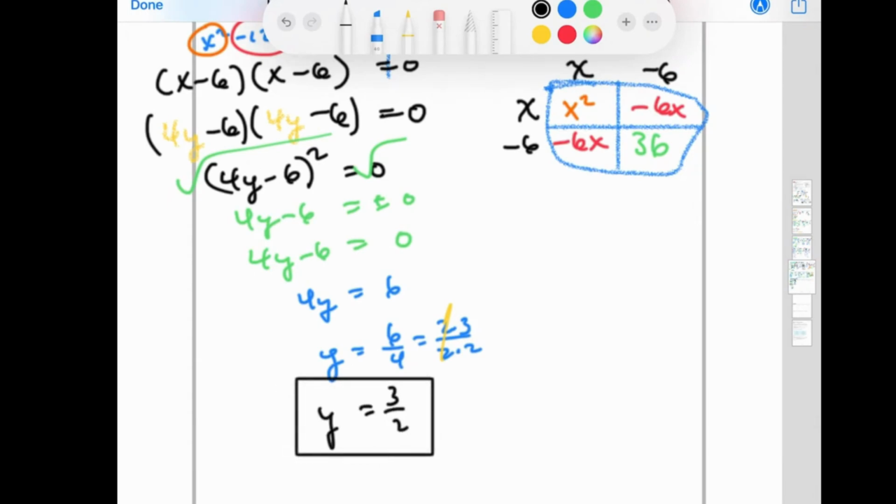You could have also separated them, 4y minus 6 and 4y minus 6, and just solved each, and you'll get 2 of them. y equals 3 halves and y equals 3 halves. I like that better because that kind of shows that it's a double solution.